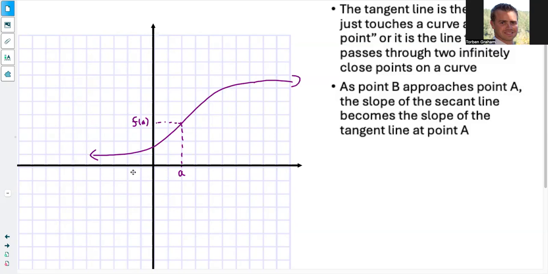Okay, so I've drawn out a curve here where we have this point A, we know f of a, and we, for example, want to know our slope at that location. A tangent line is the line that just touches a curve at one point, or the line that passes through two infinitely close points on a curve. As point B approaches point A, the slope of the secant line becomes the slope of the tangent line at point A. So I'll draw out some lines to illustrate this.